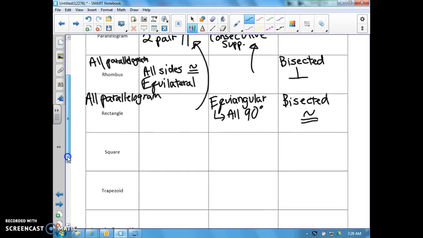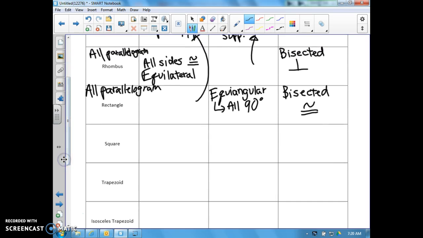All right. Let's look at squares now. Squares have everything listed above. So they are equilateral. Okay. They are equiangular. And the diagonals bisect each other, are congruent, and perpendicular to each other.